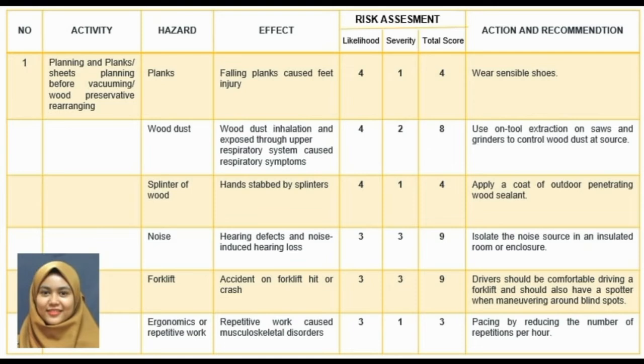For the forklift, the effect is an accident, forklift hit or crash. The risk assessment is 3, 3, 9. For the recommendation, drivers should be comfortable driving a forklift and should also have a spotter when maneuvering around blind spots. For the hazard ergonomic or repetitive work, repetitive work causes musculoskeletal disorders. The risk assessment is 3, 1, 3. The action is pacing by reducing the number of repetitions per hour.